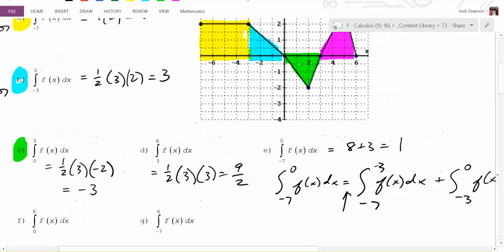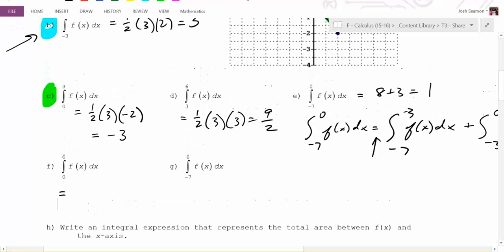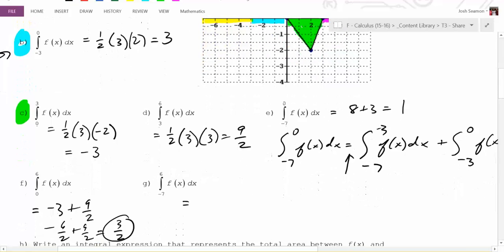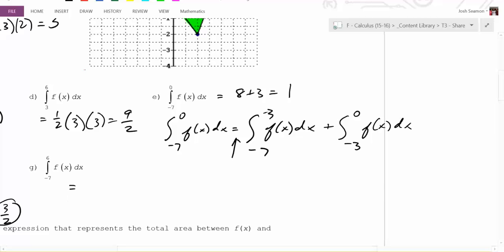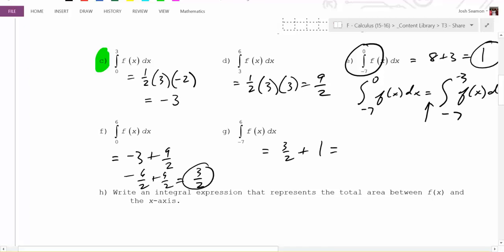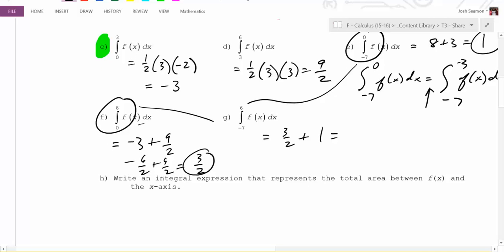What about 0 to 6? It's going to be -3 plus 9/2, which is -6/2 plus 9/2, which is 3/2, or 1.5. And what about -7 to 6? You have to add them all together, right? We figured out the two of them: -7 to 0 there and 0 to 6 right there. You put them together into this one right here. And what do you end up with?